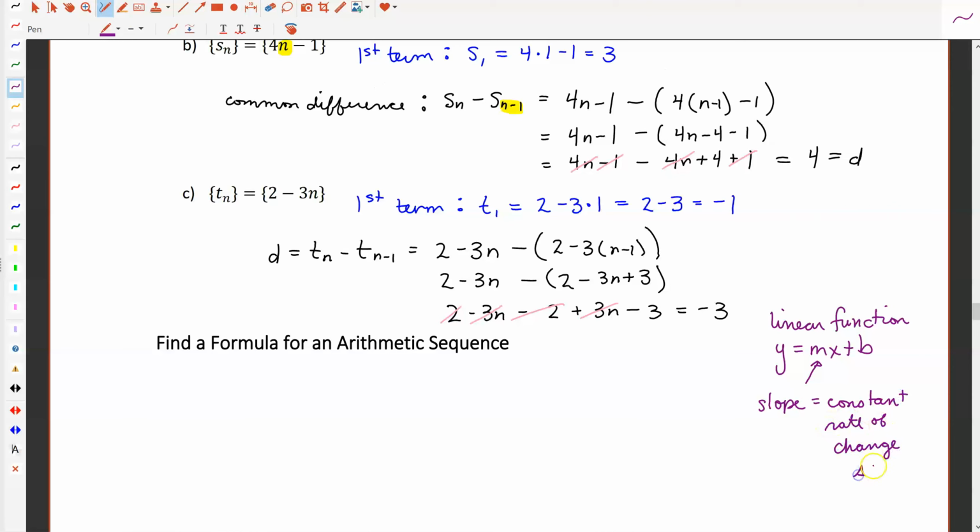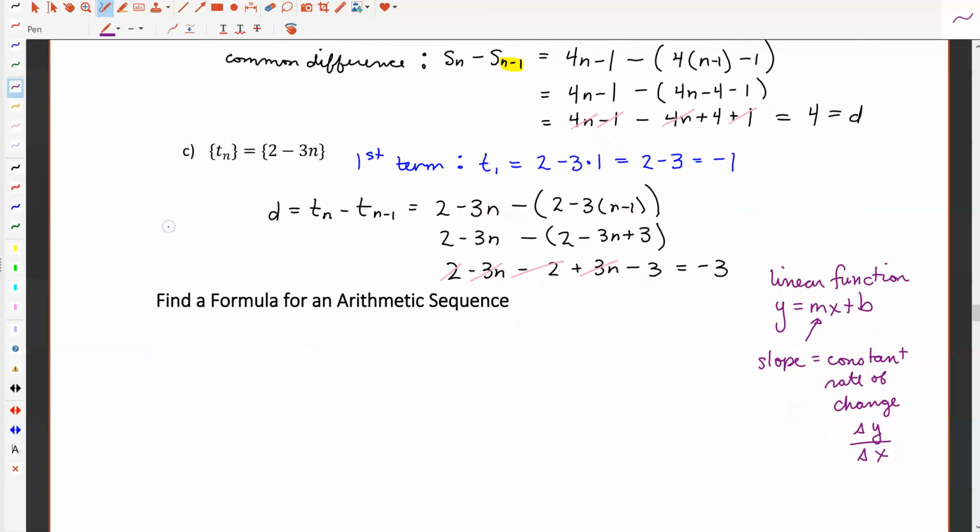Right? It's how fast your y is changing with a specific change in x. Well, that's exactly what our common difference is. Our common difference is that the output, or the terms in the sequence, change at a very specific rate with a specific jump in x. So probably the easiest way to do it is to think about if x changes by 1, or you go from one term to the next, how much is y changing? That's going to be your common difference.